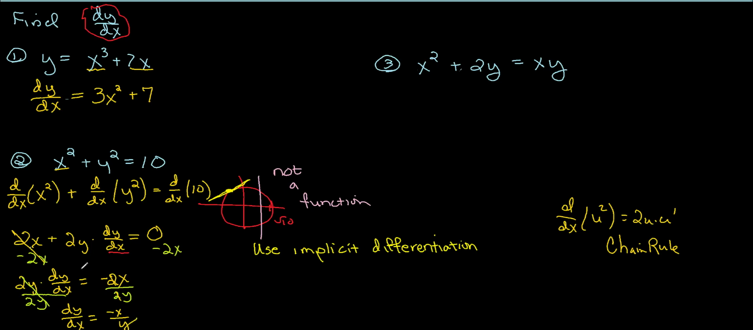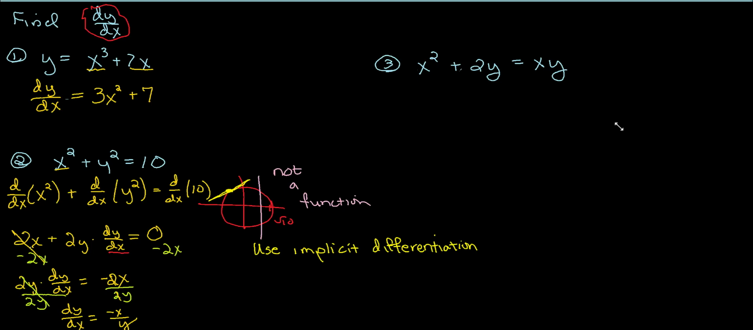So that's quite nice. The last one I want to do is even more complicated, but it's the same techniques here. I have in example 3, x squared plus 2y equals x times y. Now again, I'm after dy dx. I don't have y written as a function of x. It's not like an explicit function over here like f of x equals, so I'm going to need to use techniques of implicit differentiation. Let me make a little bit of space for us.